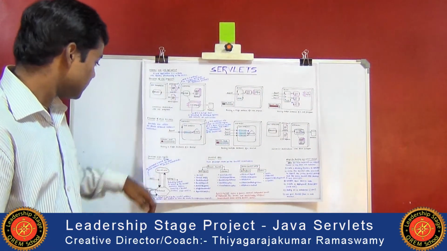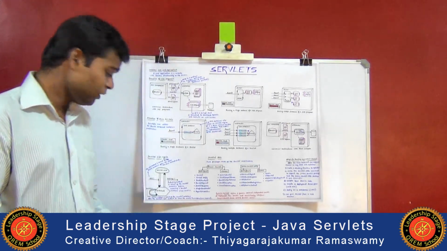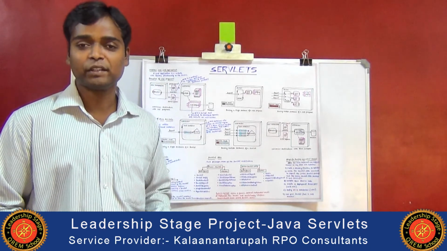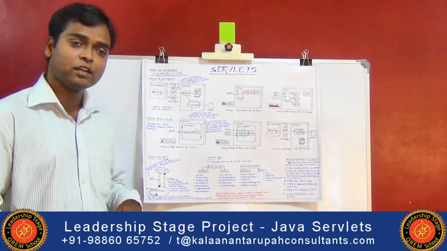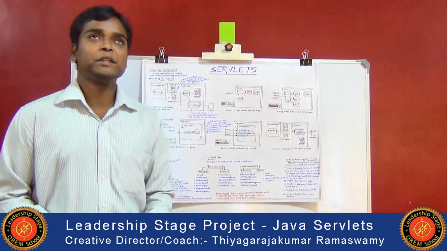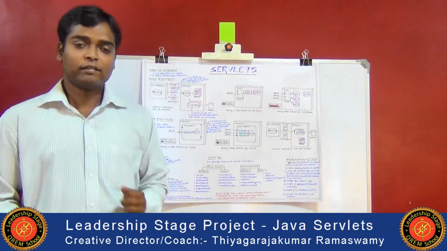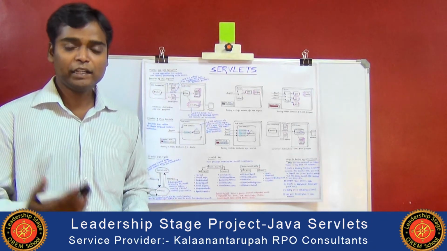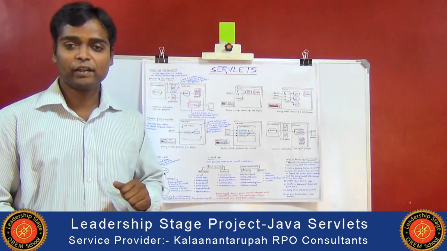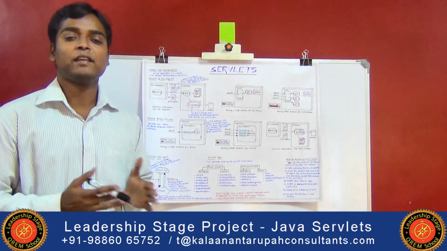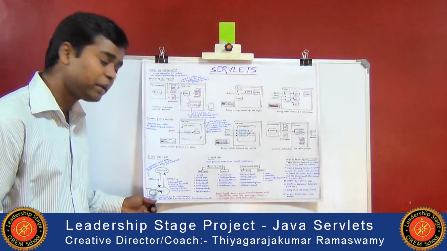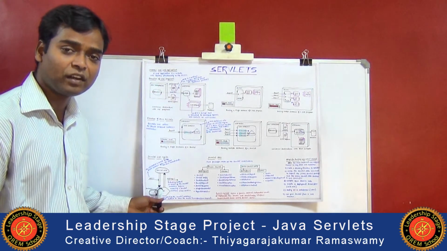Next we have the servlet lifecycle. In the servlet lifecycle, mainly we have three methods. First is the init method, second is the service method, and third is the destroy method. In the init method, what will happen? Whenever the class has been instantiated, the init method is called by the web container. This init method is used for initialization purposes.